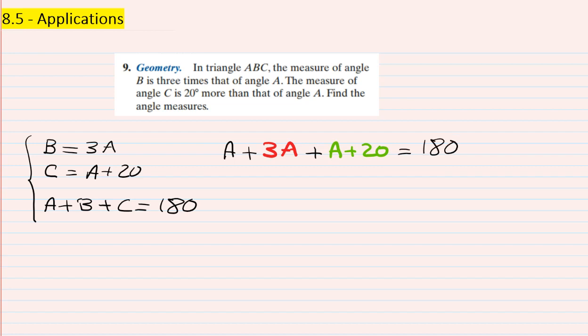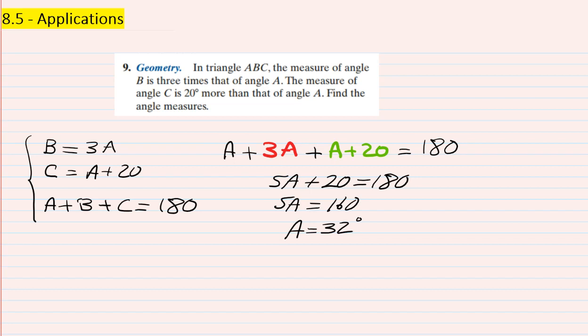So there, I get 180. Note we have an expression entirely made up of just one variable A. Next step is to combine like terms. A, 3A, and A makes 5A plus 20 equals 180. And if I subtract 20 from both sides, I get 160. And I'm dividing both sides by 5. So 160 divided by 5, I believe that's what? 32? So the measure of angle A is 32 degrees.